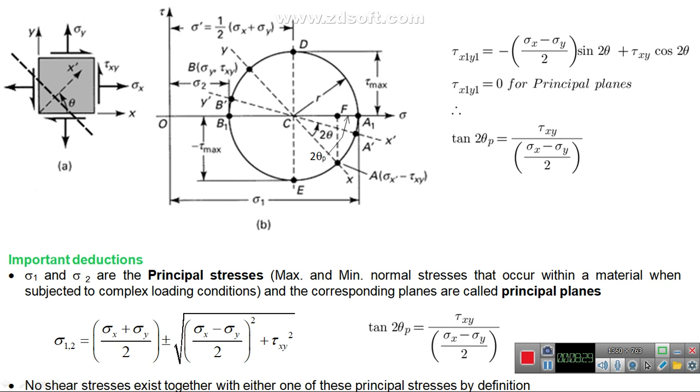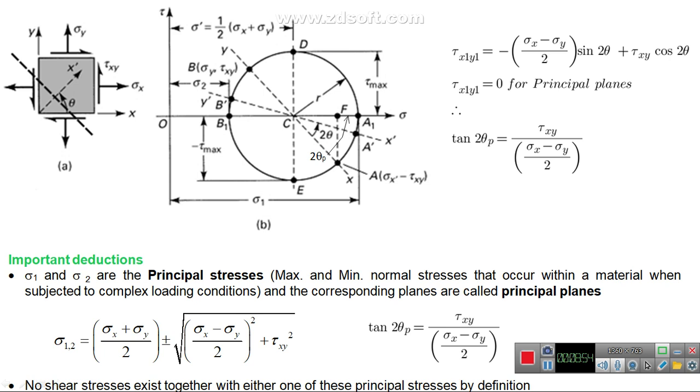In the Mohr's circle, principal planes are denoted by the diametral points located on the x-axis, that is A1 and B1 in the figure. We can estimate tan 2 theta p. This distance is half of sigma x minus sigma y, therefore tan 2 theta p is equal to tau xy divided by (sigma x minus sigma y divided by 2), which corroborates the previous result.